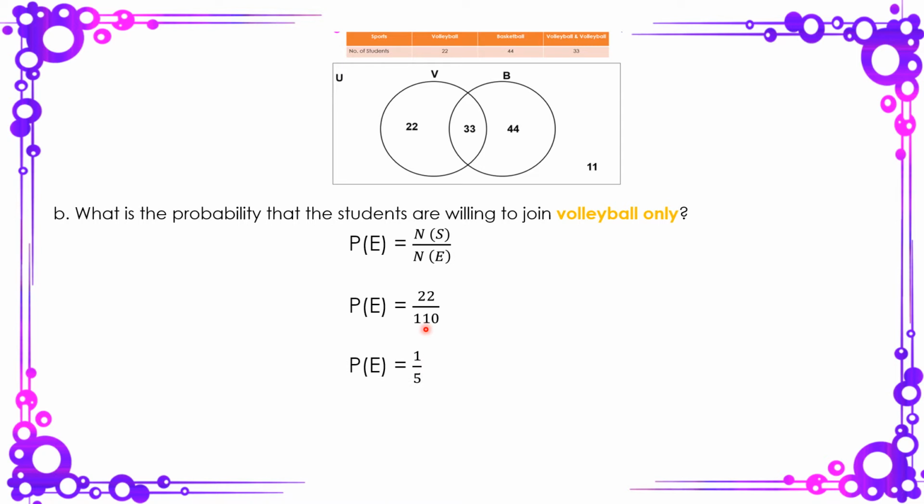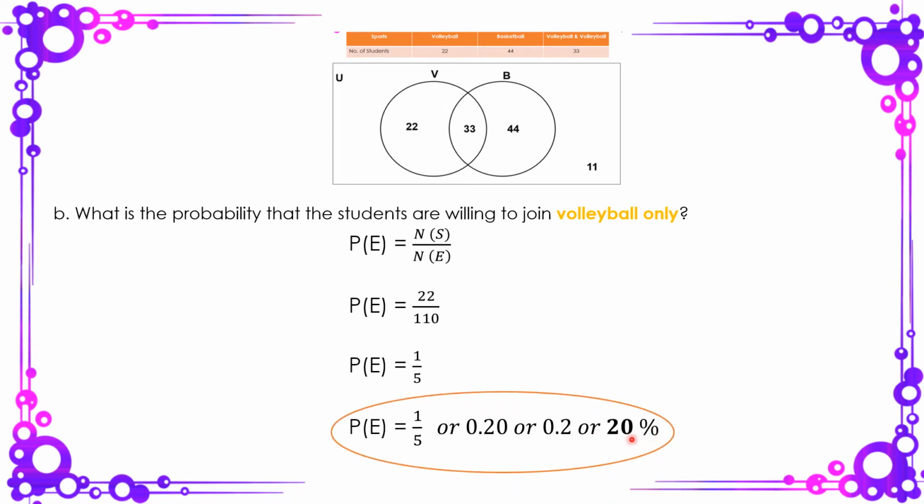So just simplify 22 over 110 is equal to 1/5. 22 divided by 22 is 1. 110 divided by 22 is 5. This is in fraction form. And if we are going to write it in decimal, the answer can be 0.20 or 0.2, or in percent form, the answer is 20%. So 20% is the probability that the students are willing to join volleyball only.